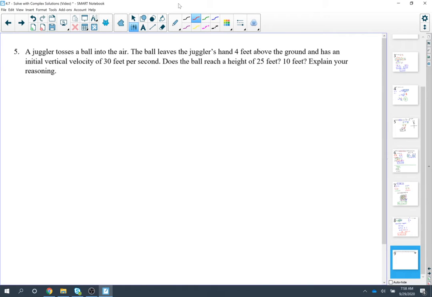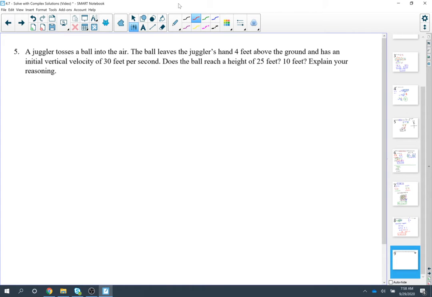Number 5. A juggler tosses a ball into the air. The ball leaves the juggler's hand 4 feet above the ground and has an initial vertical velocity of 30 feet per second. Does the ball reach a height of 25 feet? What about 10 feet? Explain your reasoning.